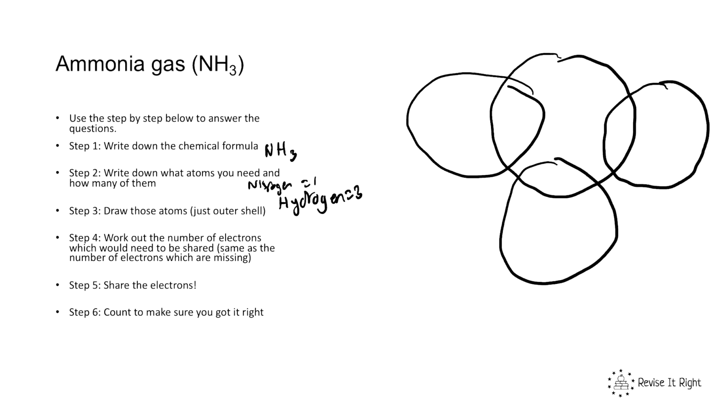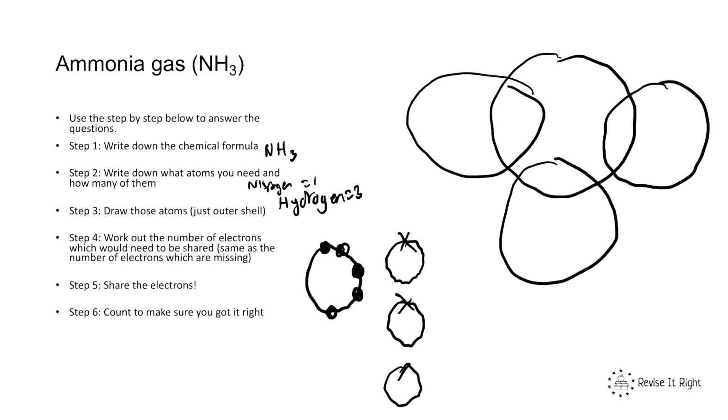Draw those atoms, just the outer shell. So nitrogen, it's in group 5, therefore it's going to have 5 electrons in its outer shell. Hydrogen, we've got 3 of those and they're in group 1. So these have 1 electron in their outer shell. Now, how many electrons do they need? Okay, now this is where this one might get a little bit tricky, but do follow through.